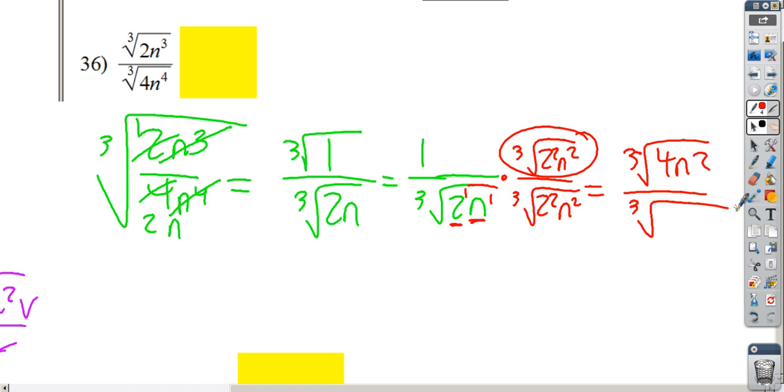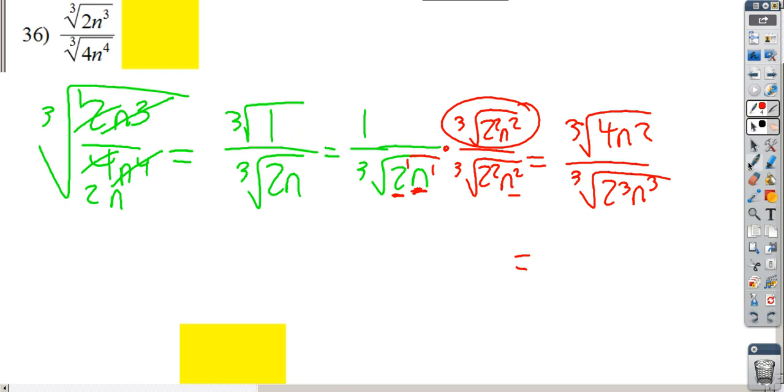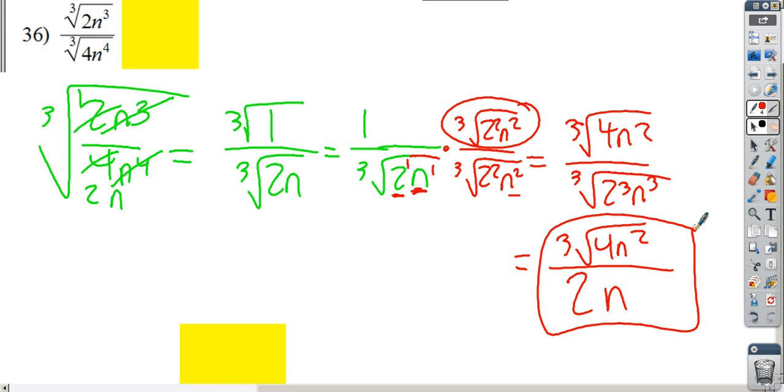And this becomes the cube root of 2 to the first times 2 to the second is 2 to the third. You can skip this step too if you see the pattern. n to the first times n to the second is n to the third. If you don't see the pattern, I would recommend just doing it like we're doing. So the cube root of 4n squared over the cube root of 2 cubed is 2, the cube root of n cubed is n, and that's as simple as we can make it. So let's just double check, and that's the answer.